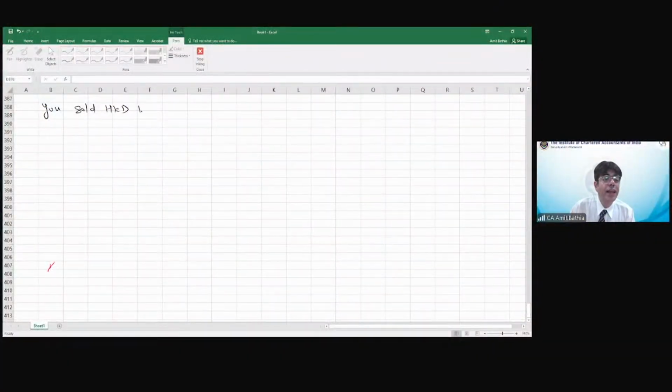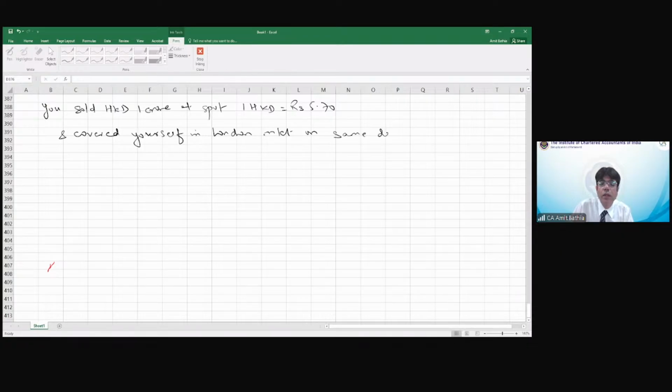I'm just mentioning one example over here. At spot, 1 HKD, HKD stands for Hong Kong dollar, is 5.70 rupees. And you covered yourself in the London market on the same day.